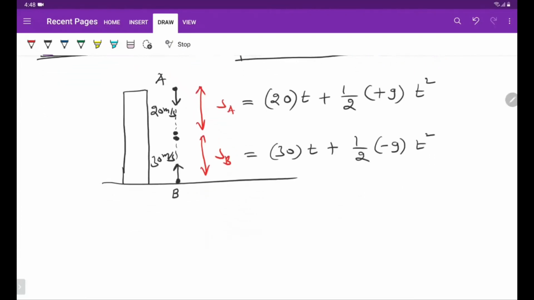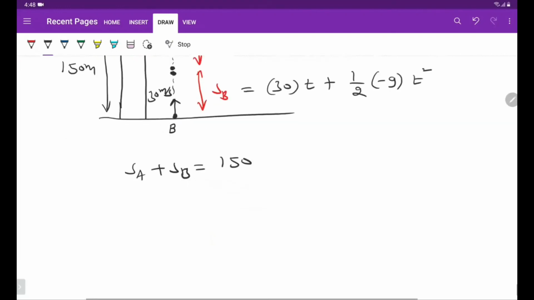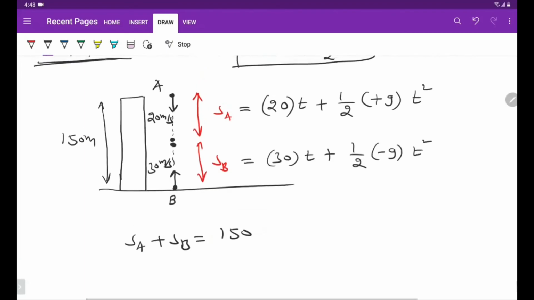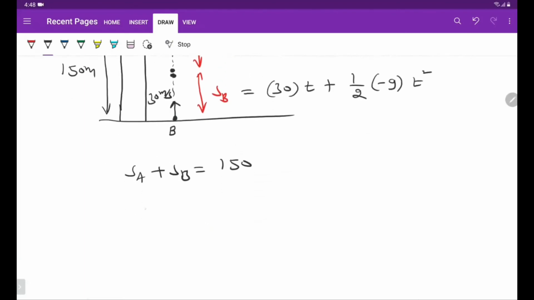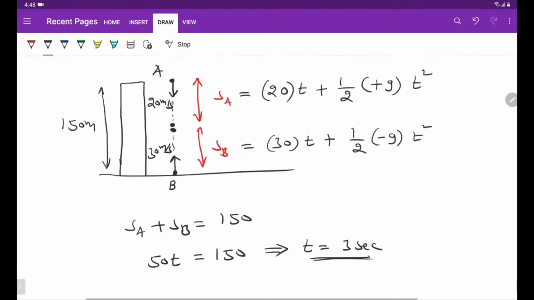So the total height will be SA plus SB, that is 150, we know already. So here SA plus SB is equal to 150. If I add SA and SB, I get 50t. 50t is equal to 150. So t is equal to 3 seconds. This is the answer. This is method one.